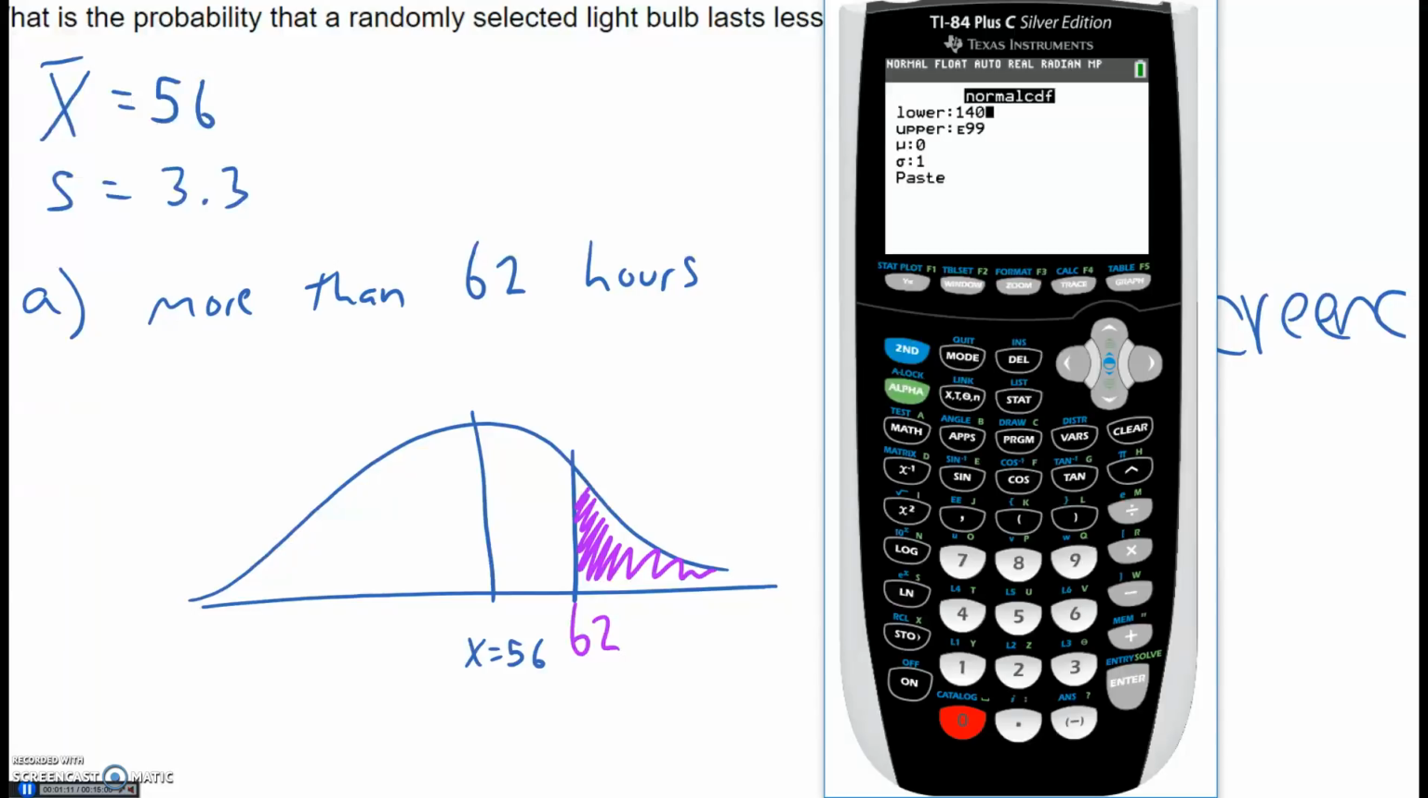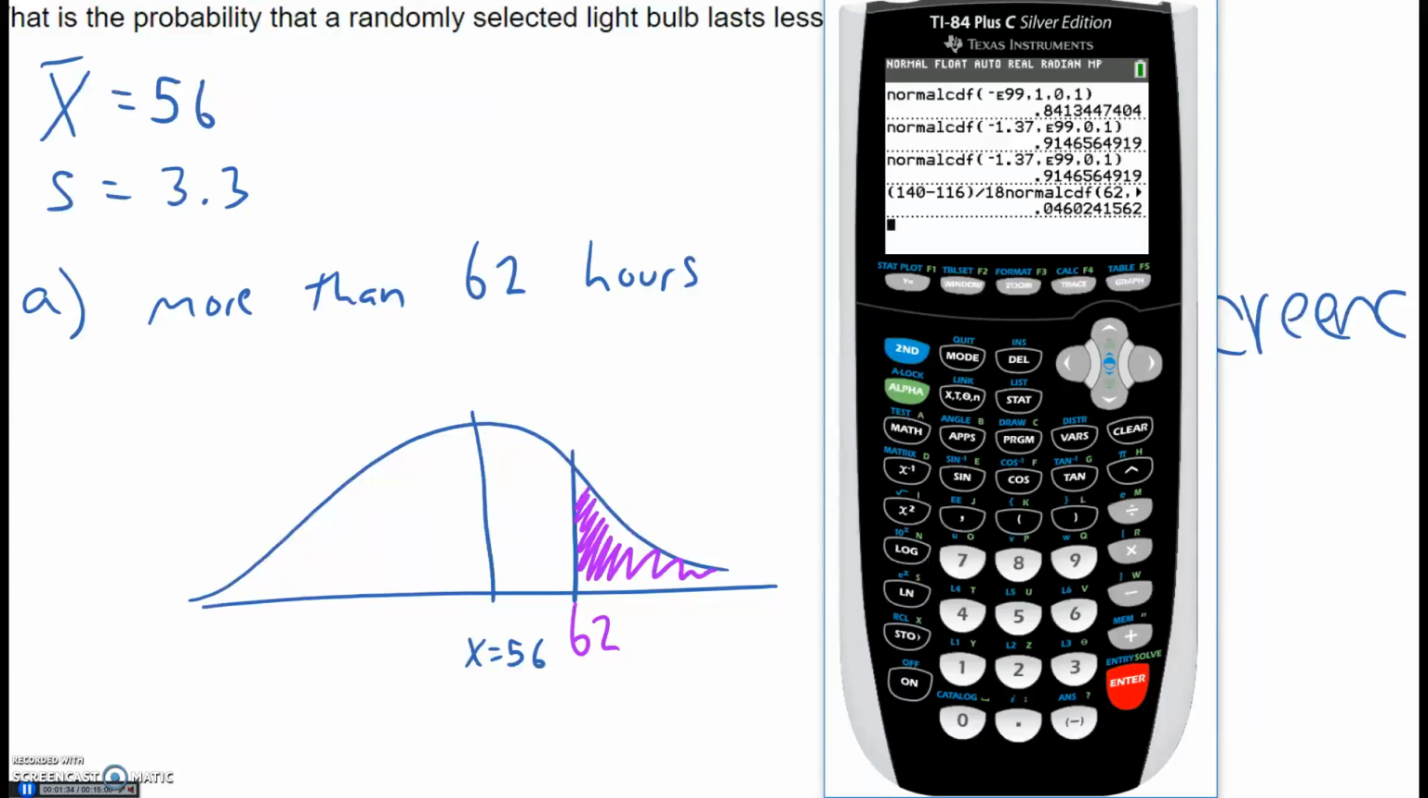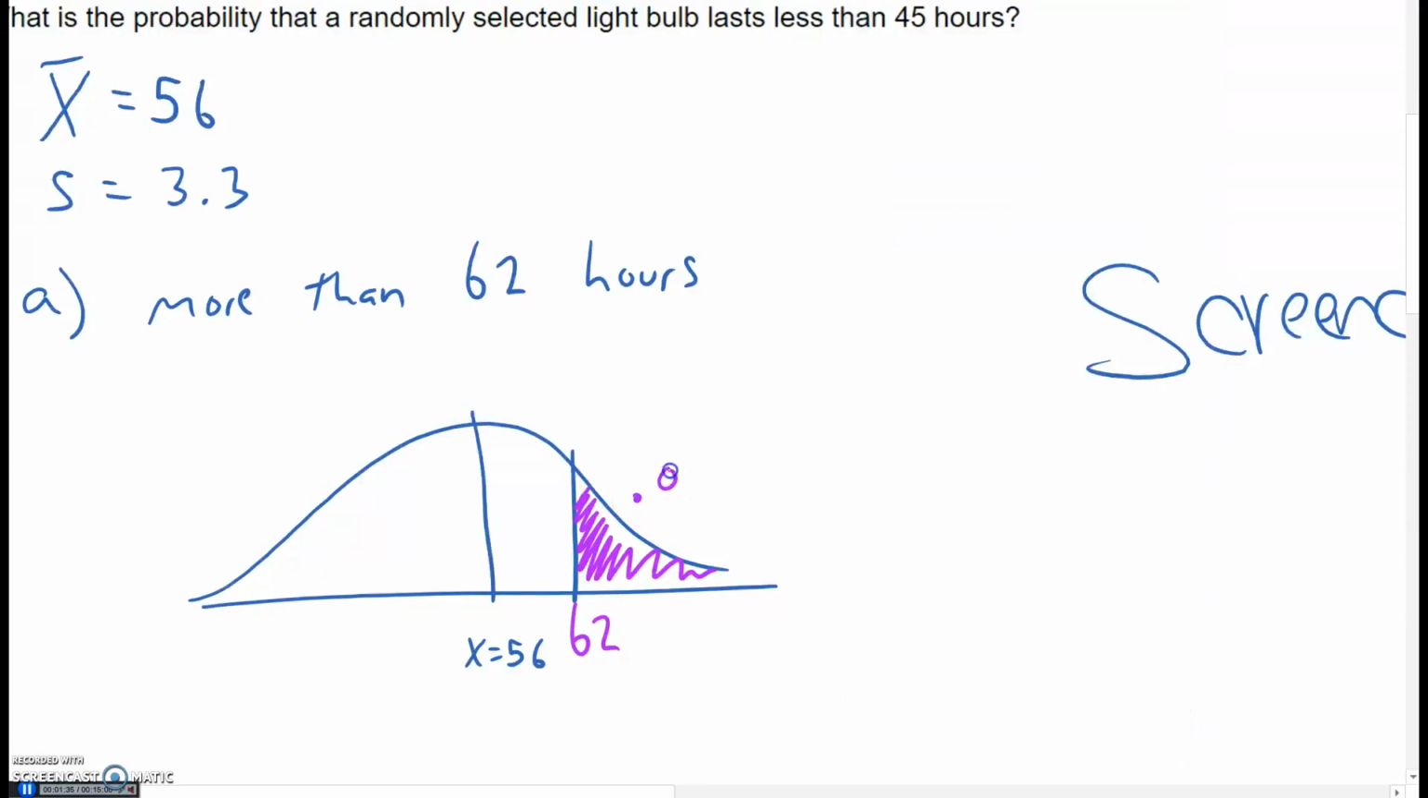In our calculator, again, since we know it's normally distributed, we want to pull up the normal distribution, hit second vars, number 2, normal CDF. The lower bound here is 62. The upper bound is infinity, or E99. The mean was 56, and the standard deviation was 3.3. Paste this into the normal distribution function, and we'll get an area of 0.0462.